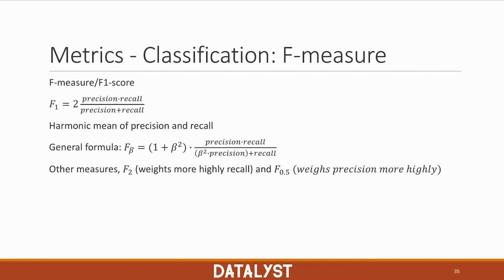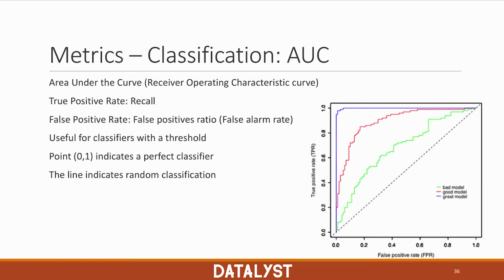Another good metric for classification is what is called the area under the curve, AUC. There's this concept called the receiver operating characteristic curve, and it's a plot of the true positive rate against the false positive rate for different decision thresholds of a binary classifier. So obviously, in order to use this, we need to have a classifier which can produce a threshold, and we need a binary classification problem.